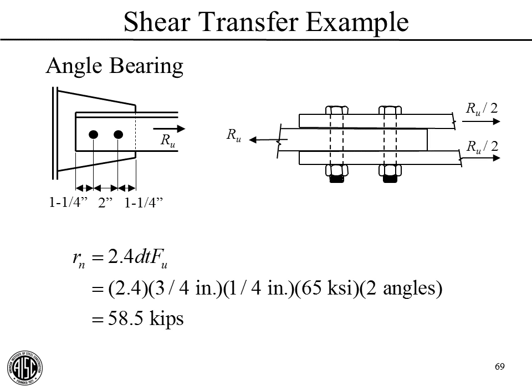Okay, angle bearing. This is going to be the same at each bolt. 2.4 times the bolt diameter times the angle thickness times 65 ksi, that's F sub u for the angles. And we have two angles at each bolt. So we have one there and one there. So we have 58.5 kips from this.